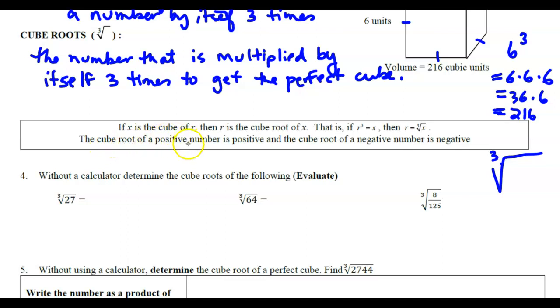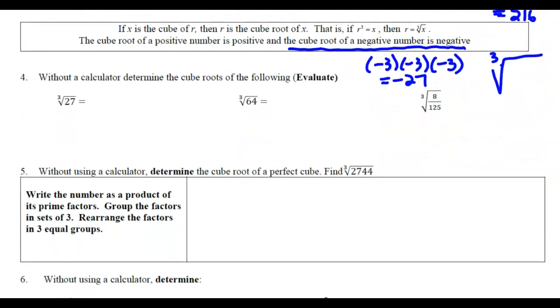The cube root of a positive is positive. Now take a look here. You can take the cube root of a negative. Because remember, if I have negative 3 times negative 3 times negative 3, so I've got 3 factors of exactly the same number, I get negative 27. So I can take the cube root of a negative. Not square root of a negative, but the cube root of a negative.